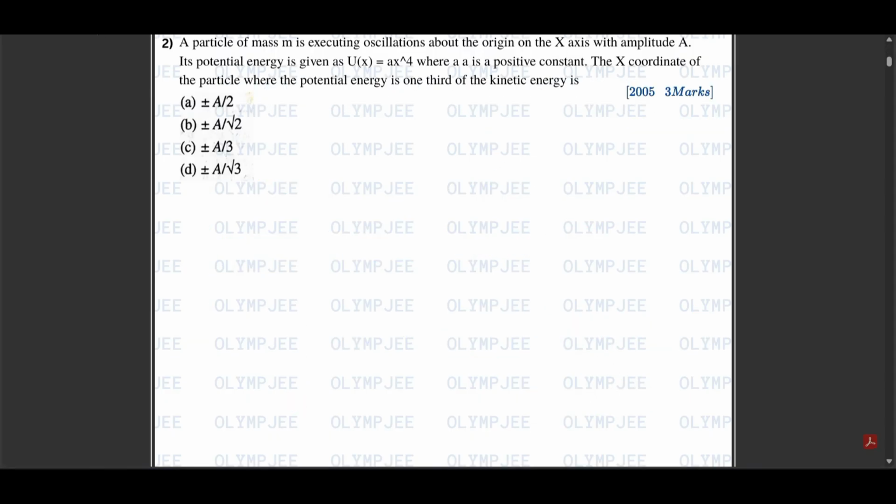So moving on to question number 2, it is a 3-marker from 2005. It says that a particle of mass small m is executing oscillations about the origin on the x-axis with amplitude a. So this is the origin and the particle is executing SHM on the x-axis. So this would be a comma 0 and this would be minus a comma 0. Potential energy is given by a x raised to the power 4, where small a is a positive constant. The x coordinate of the particle where the potential energy is 1/3 of the kinetic energy is.